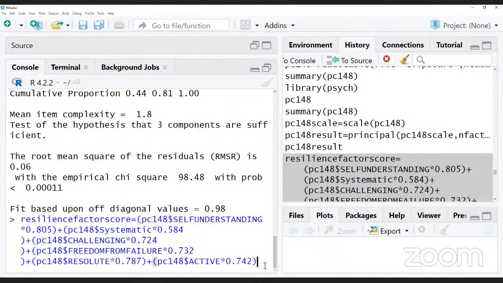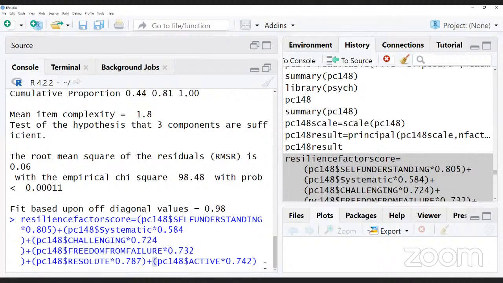This is the self-understanding original data multiplied by 0.80, plus this original data multiplied by 0.58, plus the original data of challenging multiplied by its weight. So in this manner, the sum of all components will be considered as your resilience factor score.